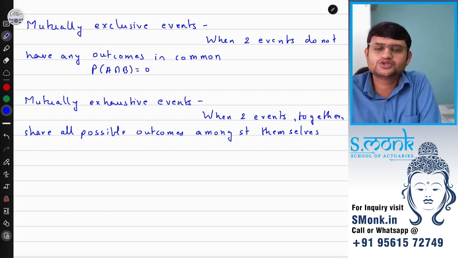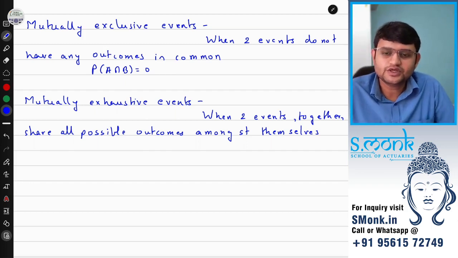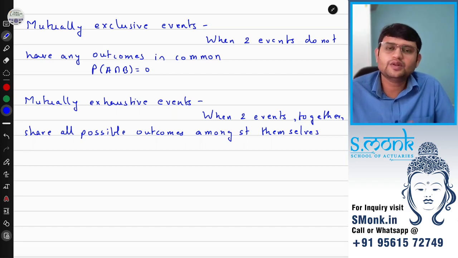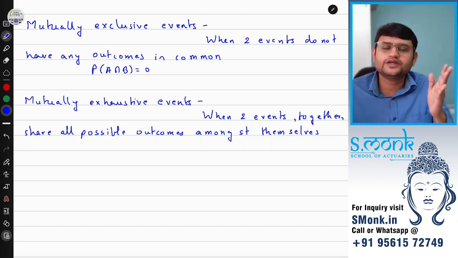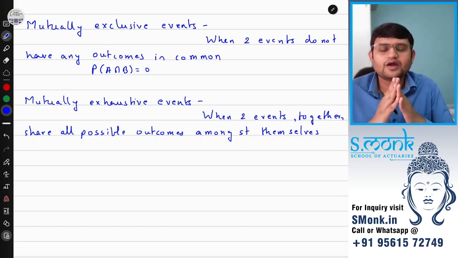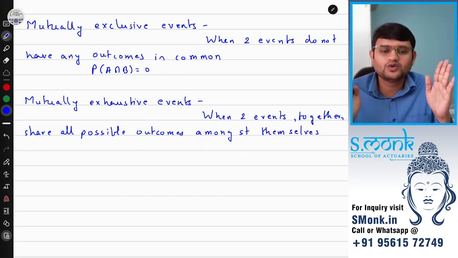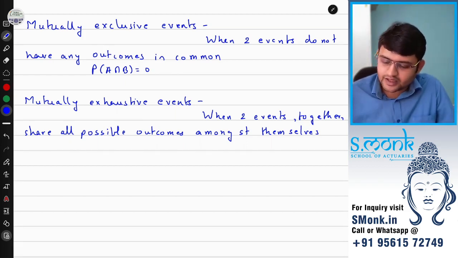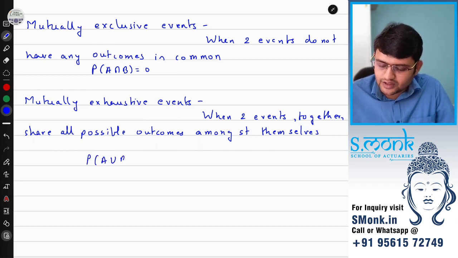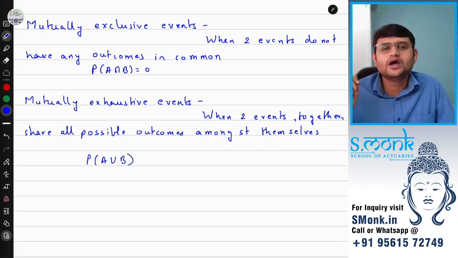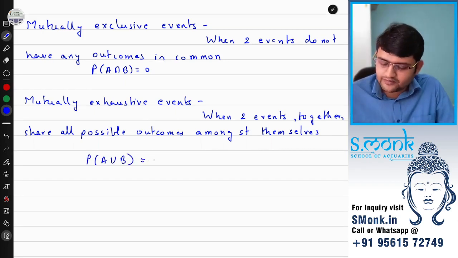So, mutually exhaustive events. We say two events are mutually exhaustive when together they share all possible outcomes amongst themselves. When two events together cover all of the outcomes, they are called mutually exhaustive. That means A union B should have all the outcomes, so the probability will just become 1.